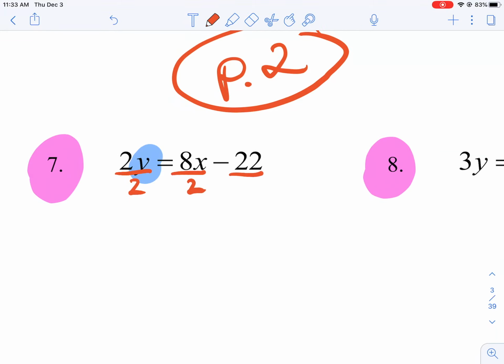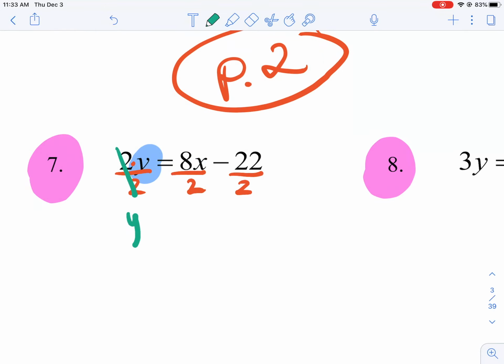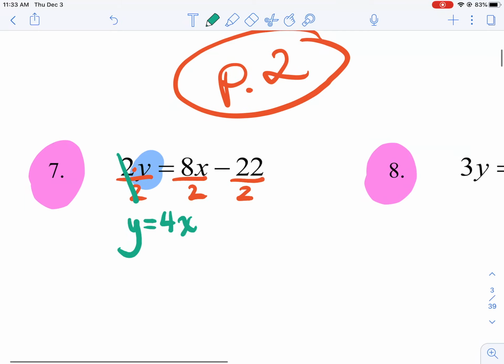So we have to divide every single part by 2. 2 and y are connected by multiplication. The opposite of multiplying is dividing. So 8 divided by 2 is 4. 22 divided by 2 is 11. I'm going to bring that negative down.